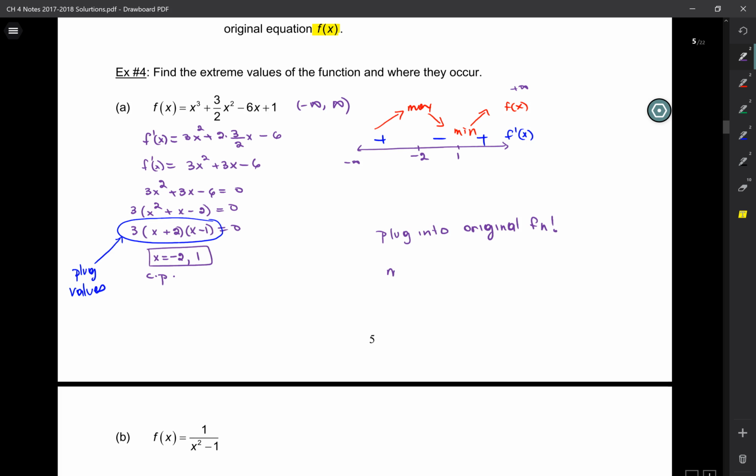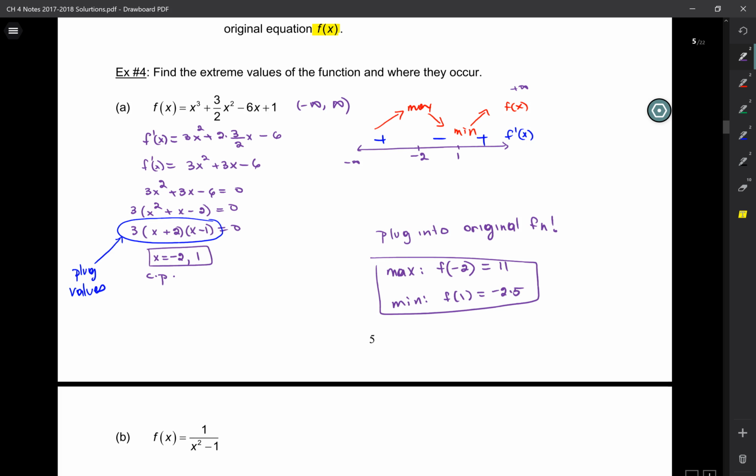So, maximum, yeah, it sounds a lot worse than it is. Maximum, f of -2 is equal to how much? It's 11. And minimum, f of 1 is -2.5.